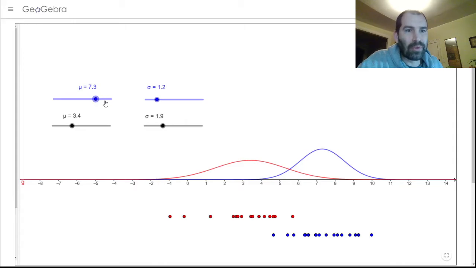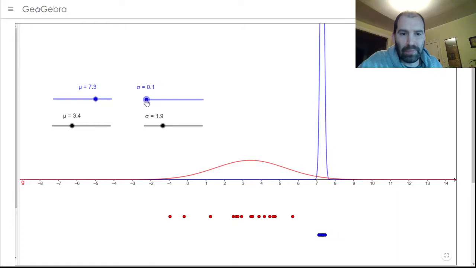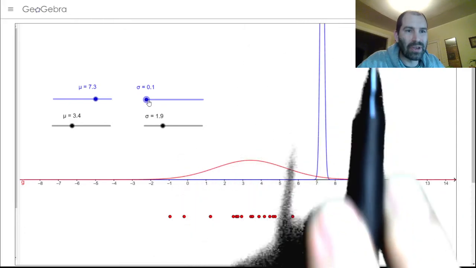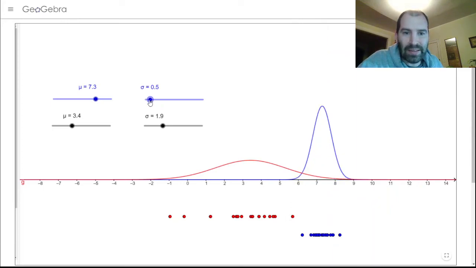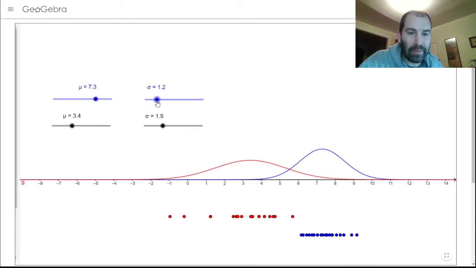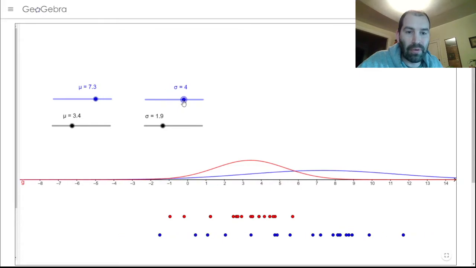Now let's play around with the standard deviation. What if I adjust the standard deviation of the blue data? Let's see what happens here. If I make the standard deviation small, I see that the blue data values all get clustered close together. And the distribution curve peak goes up very high, and the curve gets very narrow. As I make the standard deviation greater, you can see the blue data values are spreading more and more apart. So when data values are spread far apart, we have a large standard deviation.